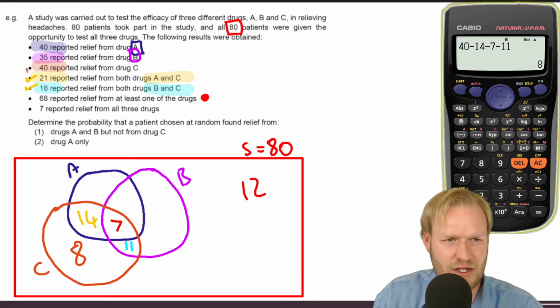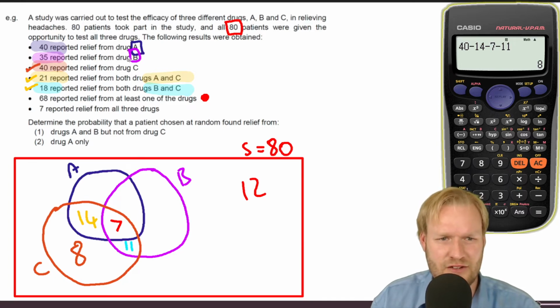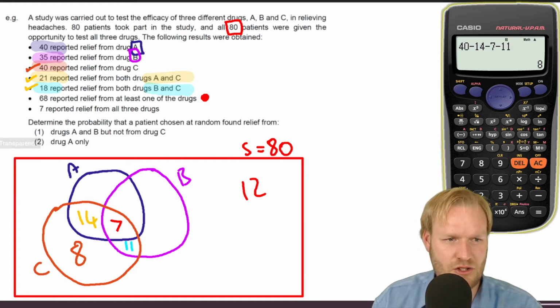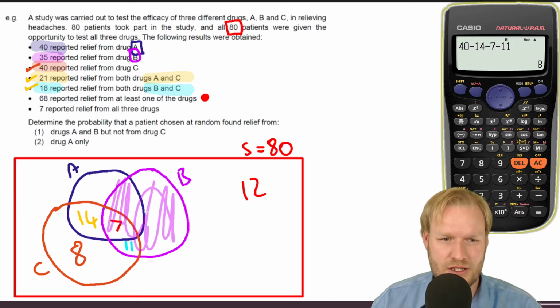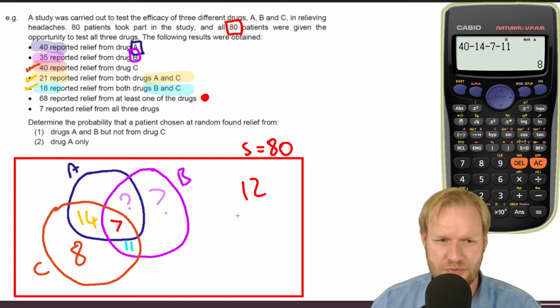Okay, then we start running out of bits of information because 35 reported from drug B. Now, drug B is this whole bit over here. So let's just do this and say, well, it's this whole bit over here, right? But there are 2 bits we don't know. And the same is going to apply for the 44 A. They're going to be 2 bits we don't know.